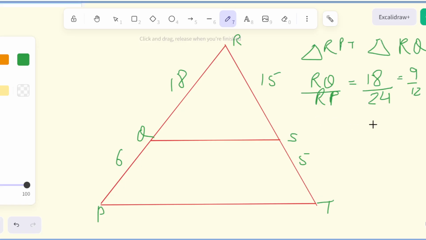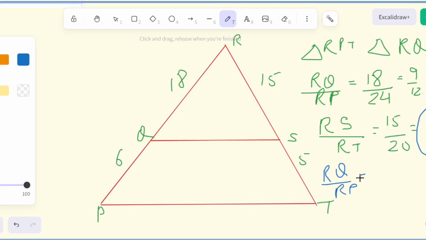Let's take the same on the other side as well. That will be RS upon RT. RS is 15, right? And RT will be 15 plus 5, which is 20. So what will the ratio be? 3 times 5, 4 times 5. See, it's the same ratio. Here also you got 3 by 4, and here also 3 by 4, right? So you can say that RQ upon RP equals RS upon RT.